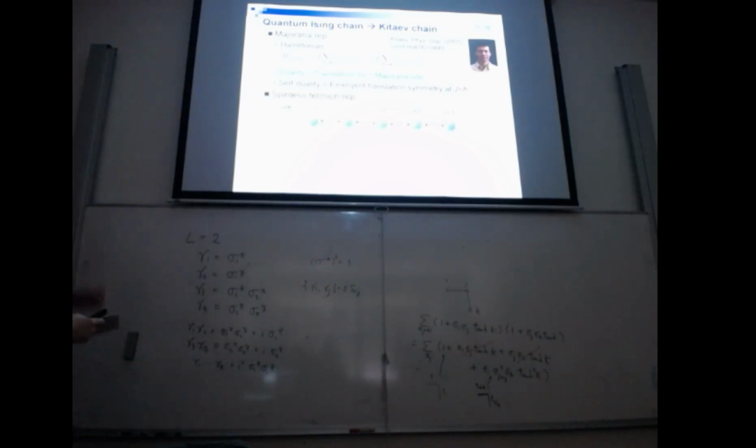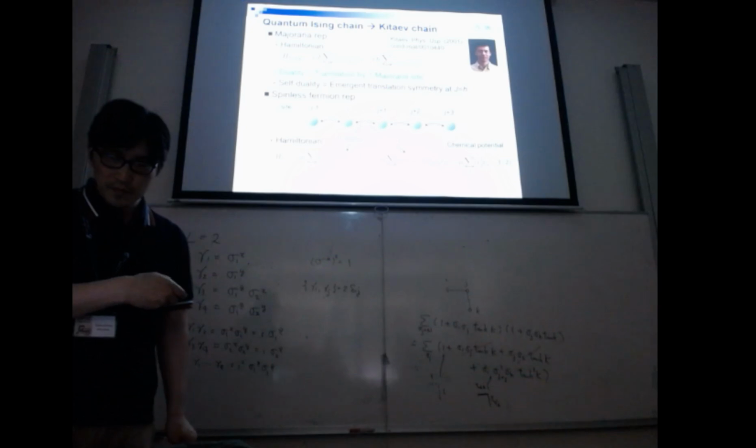And you can also express this Ising Hamiltonian in terms of spinless fermions. And here's the Hamiltonian in terms of C and C dagger. And the first term represents the nearest neighbor hopping between these neighboring sites. And the second term is the pairing term, the inter-site pairing term. And the last term represents the chemical potential.